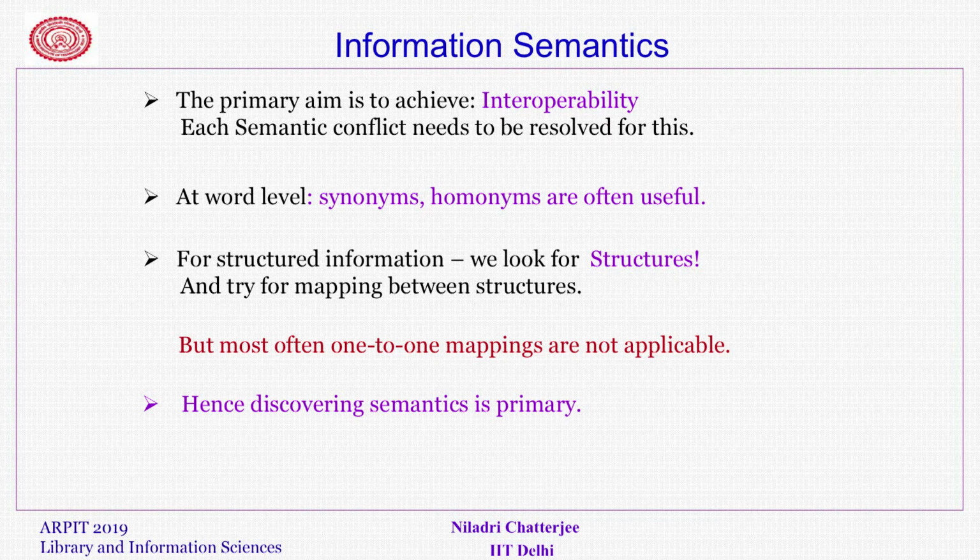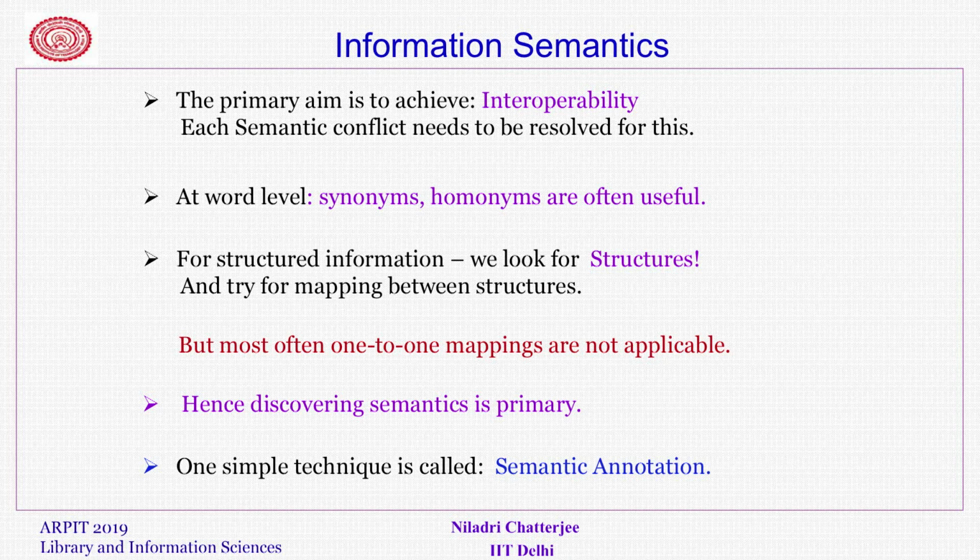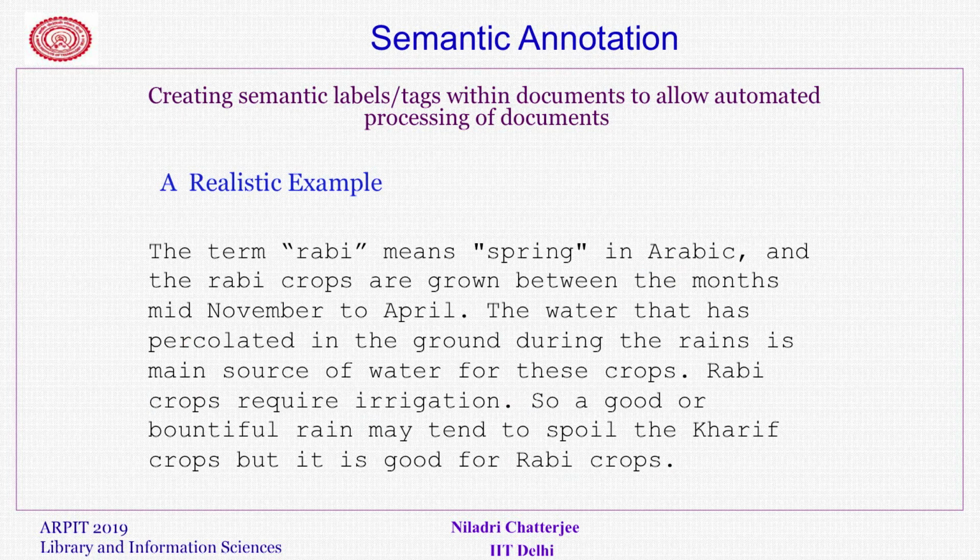Hence, discovering the semantics is very primary for such a domain, and one simple technique for this is called semantic annotation. For example, consider this from the agriculture domain. This is available in certain books with respect to agriculture, particularly with respect to Indian agriculture. Now, for a computer, these are strings of characters. What is the meaning attached? The computer cannot understand unless a human expert attaches the meaning to different words of this text.